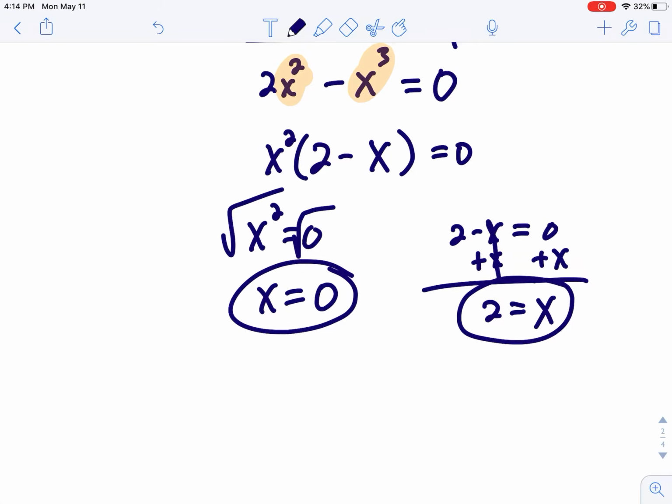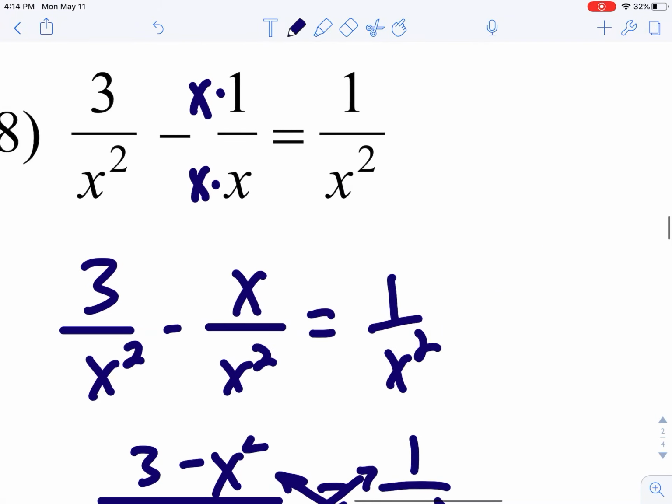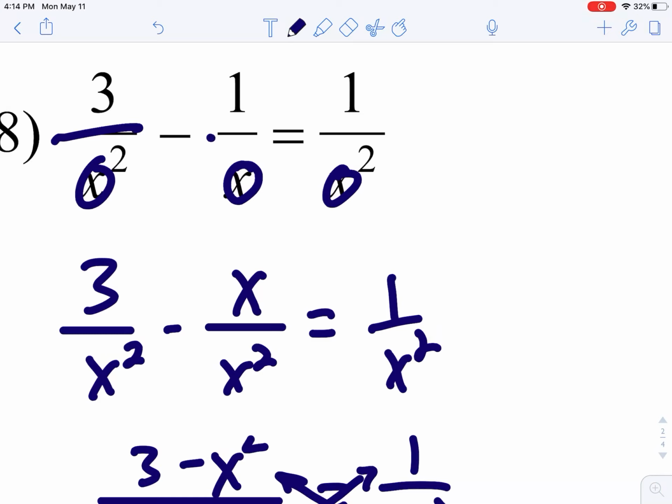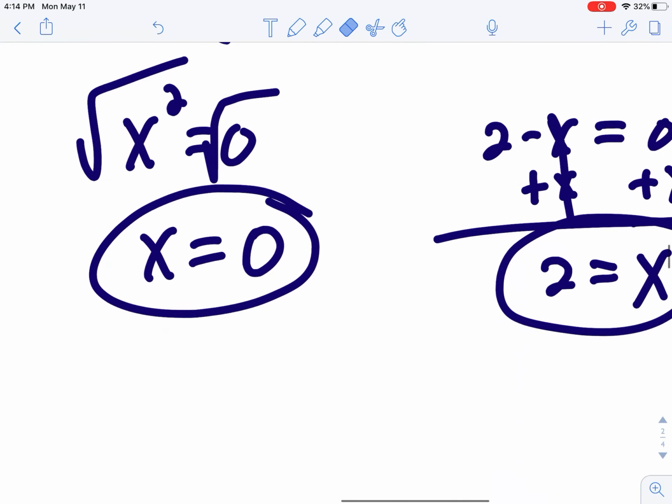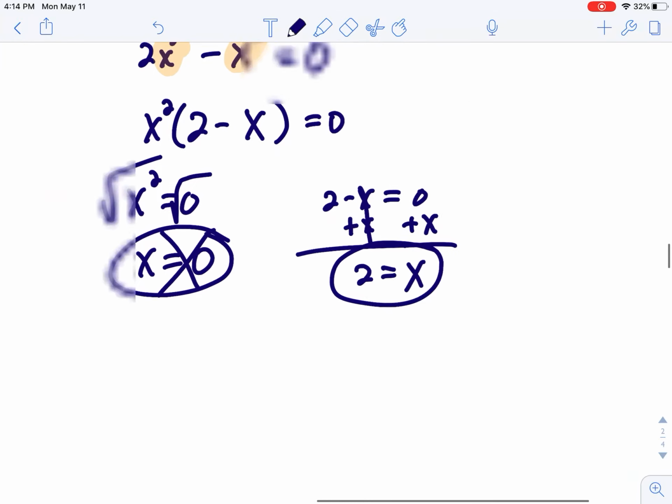And how much do you want to bet that 0 is extraneous? Well, let's just look. Yeah, go to any part of this original problem. If you plug in a 0 here, or here, or here, you divide by 0, divide by 0, divide by 0. That's undefined. You cannot divide by 0. So 0 is extraneous. Cross that out. And 2 is the only answer.